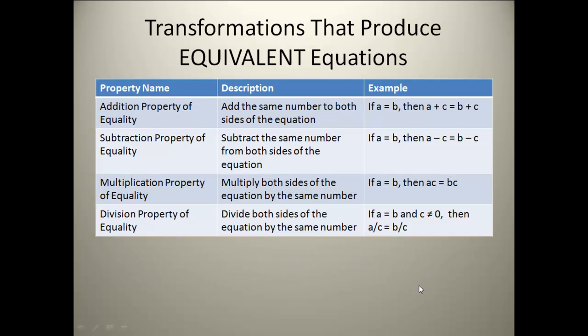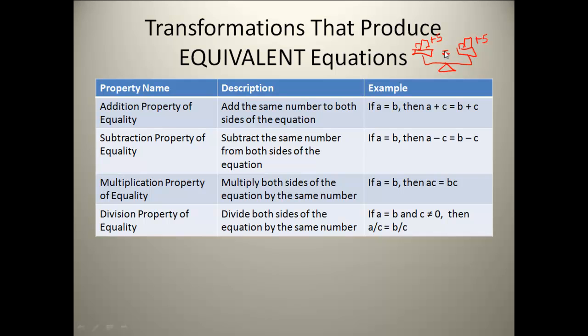Okay, now to get equivalent equations, we can do a lot of different things. And these are all the properties that we're going to be using in order to find solutions. Now our addition property of equality says that we can add the same number to both sides of the equation. If you think of this as a balance scale, and we have both sides being equal to each other right now, so they're balanced. Well, let's say that I were to add 5 more boxes to this left side. In order to keep it balanced, I would have to add 5 more boxes to the right side.